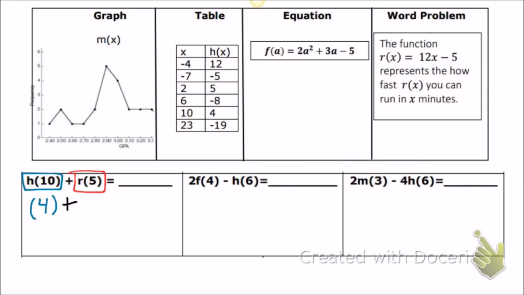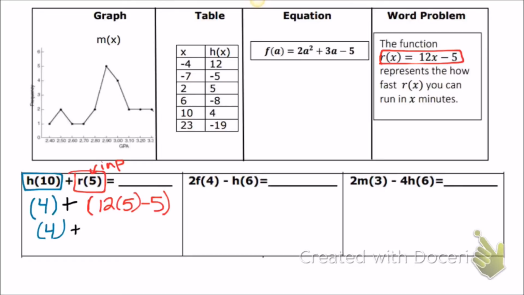And now let's find r of 5. So we need to use the function right here. They're giving us the input. That's the input. So that means that we need to plug in. So I'm going to write in parentheses 12 times 5 minus 5. Alright, so I'm going to bring down the 4. And then the plus.